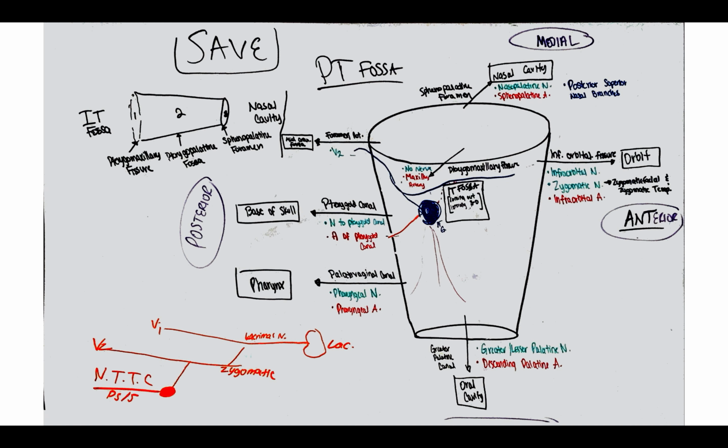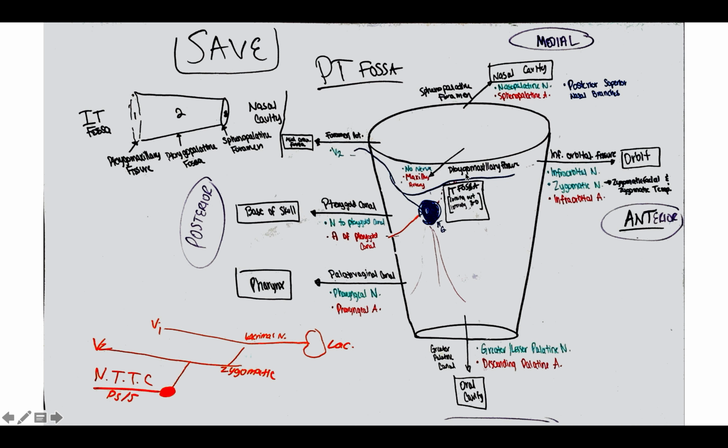If we take a step back posterior, now we're back into the PT fossa, and now we're going to take a step medial. So medial to the PT fossa is going to be our nasal cavity, and we got there through our sphenopalatine foramen. And the nasopalatine nerve and sphenopalatine artery travel through here. If we take a step back to the PT fossa and we take a step laterally, there's not a nerve, but the maxillary artery travels through here, and now we're in the IT fossa, and we're going through there via the pterygomaxillary fissure. And that maxillary nerve is going through.